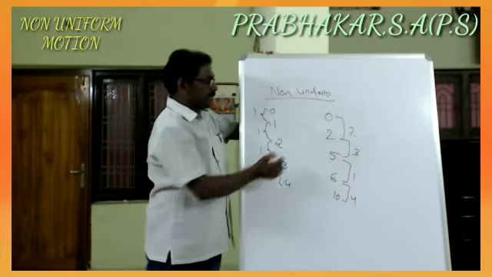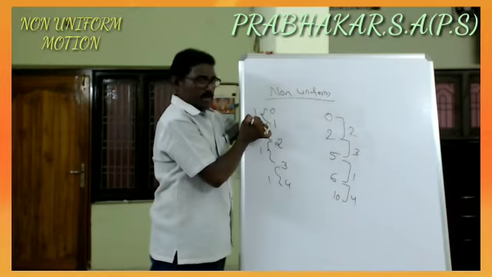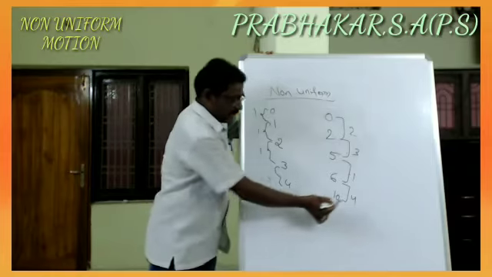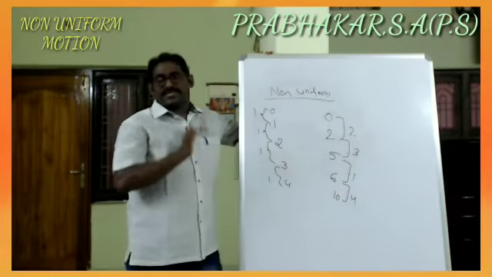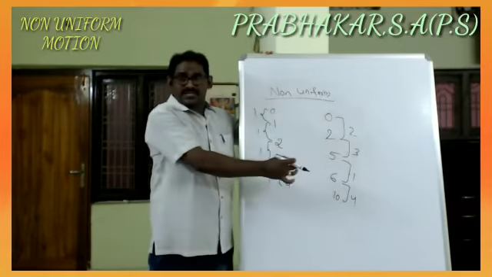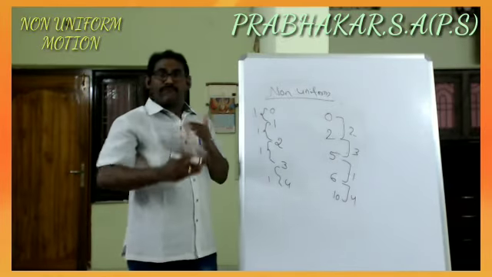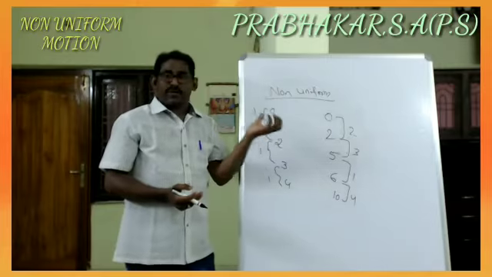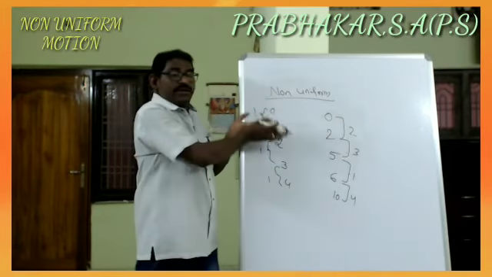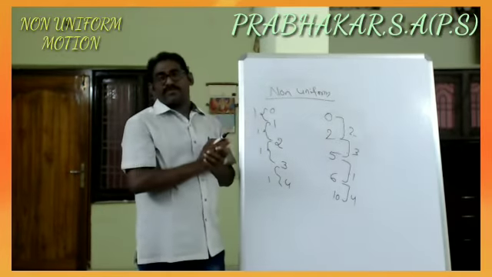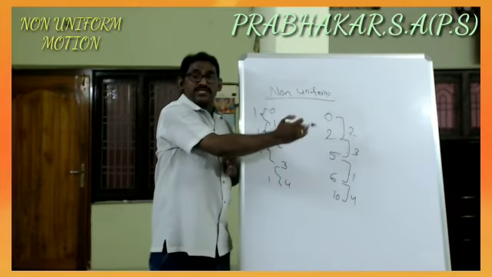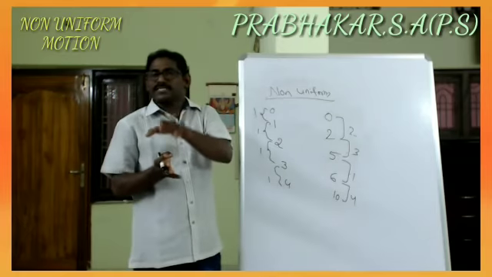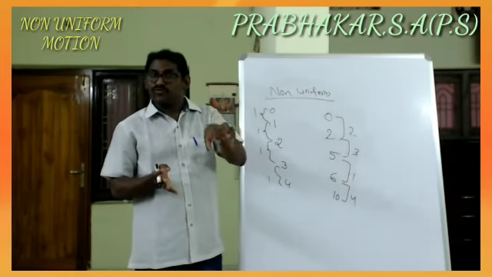If you calculate the speed, 2 by 1, 2 meter per second, 3 by 1, 3 meter per second, 1 by 1, 1 meter per second, 4 by 1, 4 meter per second. So here velocity is not constant. That means velocity is varying from time to time. In this way, if the object covers unequal distances in equal intervals of time, or its velocity is not constant, or its velocity is varying, then the object is said to be in non-uniform motion.